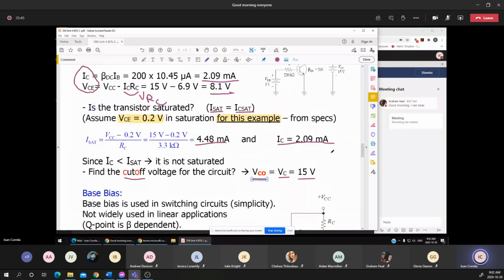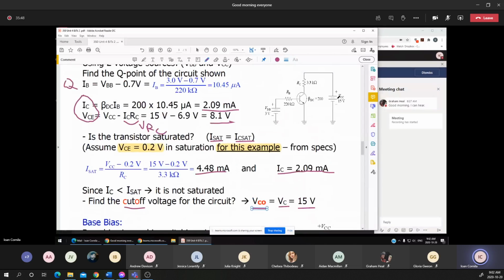Now, going back to this circuit, I said that an advantage is that it's very simple. By simply adjusting the VBB independently and the VCC, we can modify the Q point. That's very convenient if we have to adjust the Q point, for example if the IC and the VCE have to be moved towards saturation or towards cutoff, by simply adjusting just the VBB or the VCC without changing the value of the two resistances.